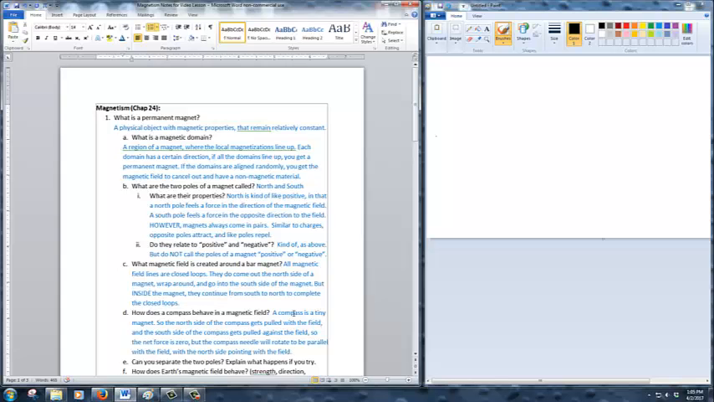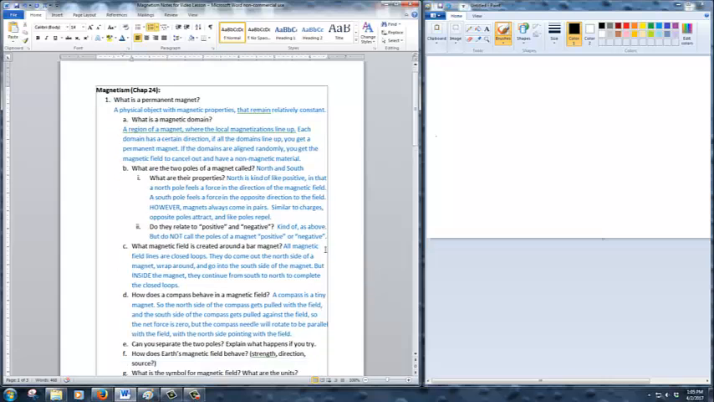So a compass will tell you the direction of the magnetic field, and whichever way the north side of your compass is pointing is the direction that the magnetic field points at that location. So that's why they're useful in navigation, because of Earth's magnetic field.